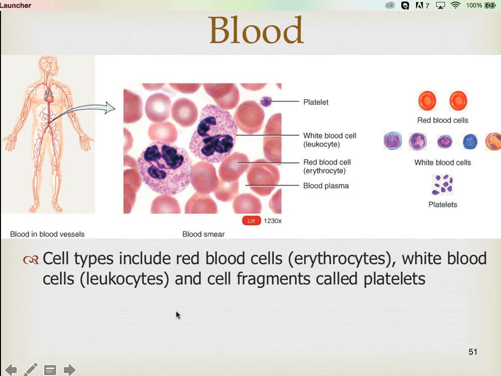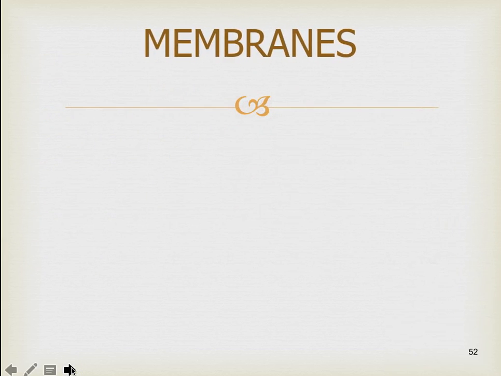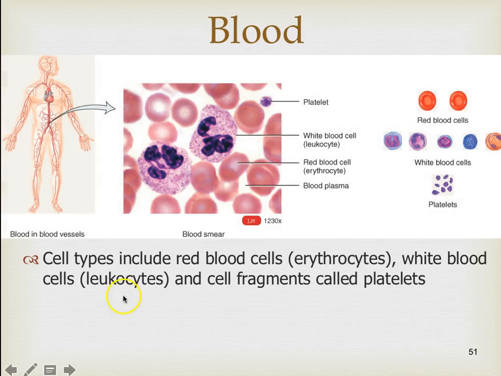So cells are going to be red blood cells. Our fancy biology word for them is erythrocytes, and that's what we'll refer to them as. White blood cells are called leukocytes, and then you have cell fragments, which are platelets. In this image, you see here are two of the same leukocyte. Here's a little platelet, and here's an erythrocyte.